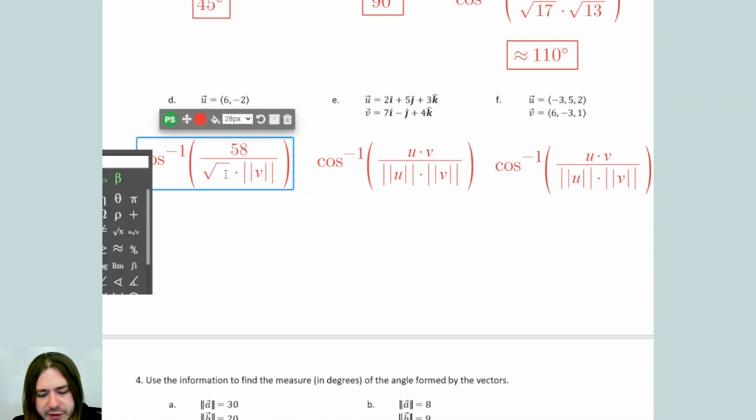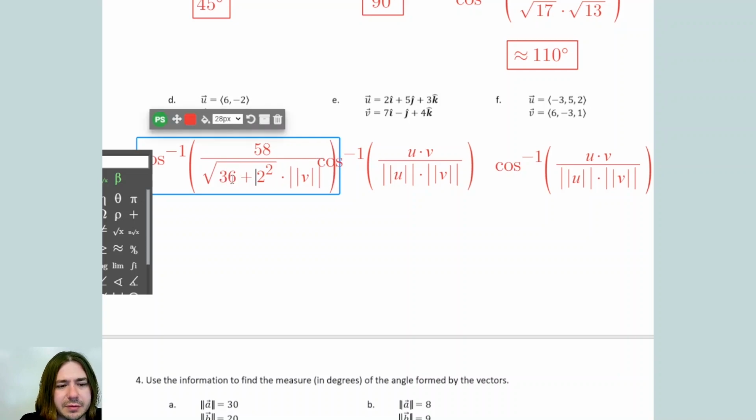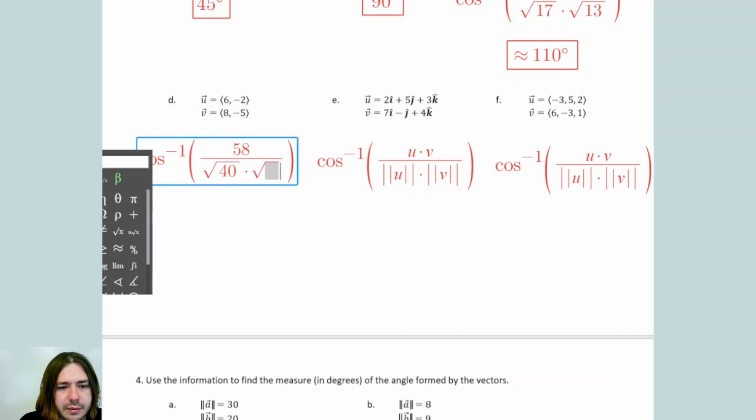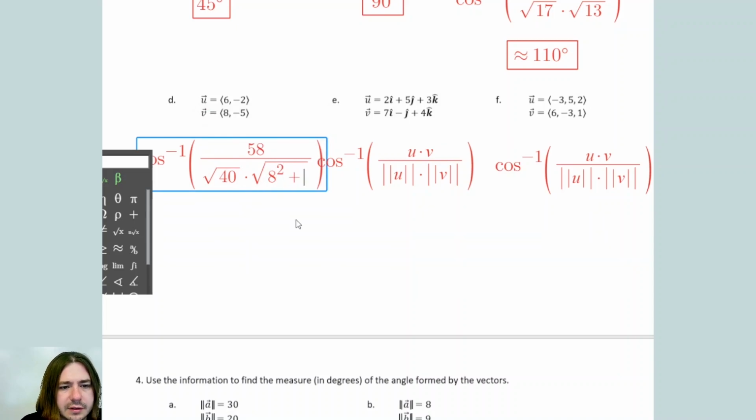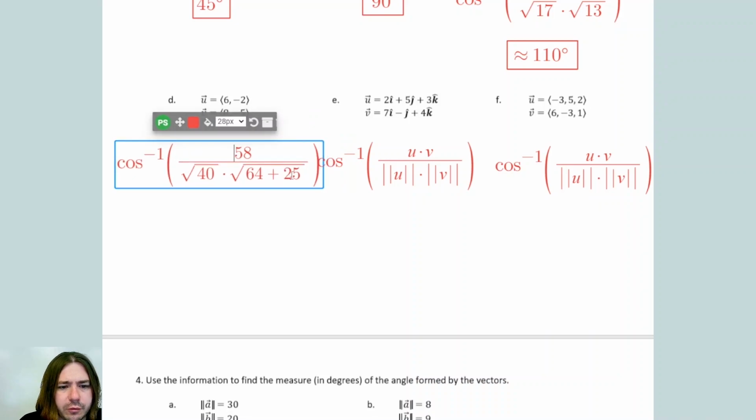And then the magnitude of vector u is going to be the square root of 6 squared plus negative 2 squared, but that's the same as 2 squared. So we get 36 plus 4, which is the square root of 40. And then the magnitude of v would be 8 squared plus 5 squared. So 8 squared is 64, and 5 squared is 25. 64 plus 25 is going to be 89.